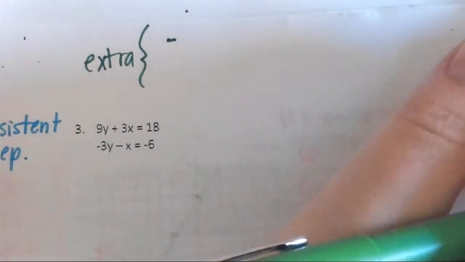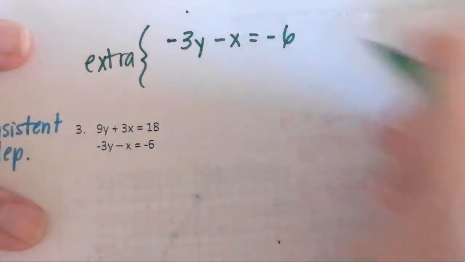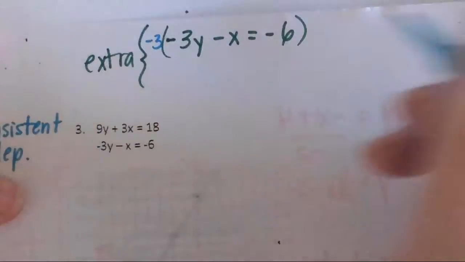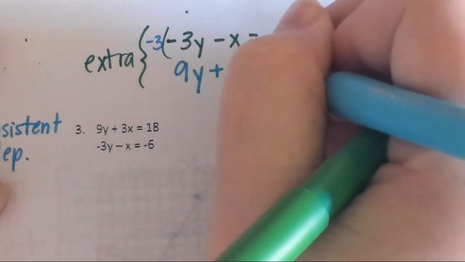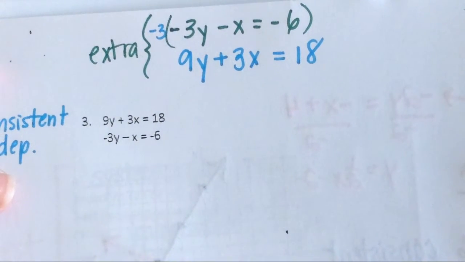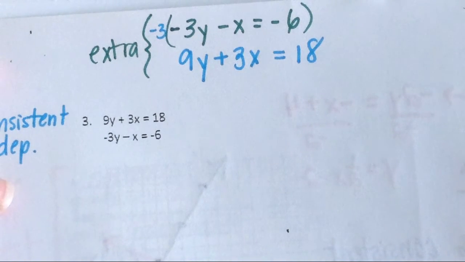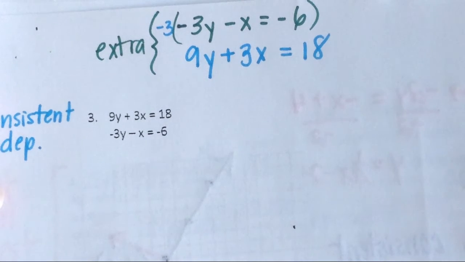Okay, so the bottom line was negative 3y minus x equal to negative 6. But if we were to multiply that entire line by negative 3, we would get positive 9y, positive 3x, positive 18. What does that remind you of? It's the exact top line. So they really are multiples of one another. So since they're multiples of one another, they're the same line.